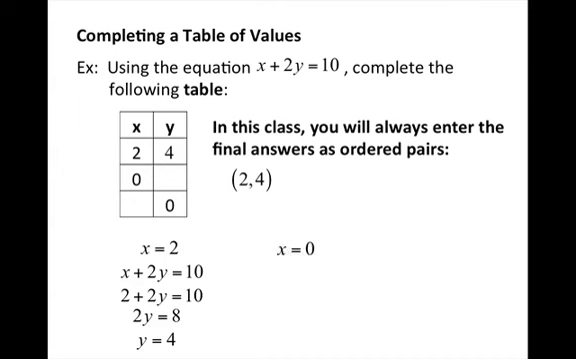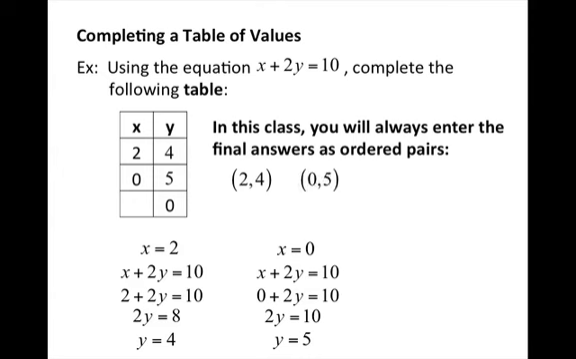Next, x is 0. So start with the equation x plus 2y equals 10, and we're going to replace the x with a 0. Well, 0 plus 2y is just 2y, so I end up with 2y equals 10. And if I divide each side by 2, I get y is 5. So if you want to put the 5 in your table, you can. But this gives me the ordered pair (0, 5).